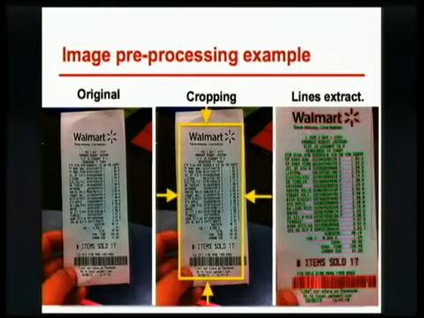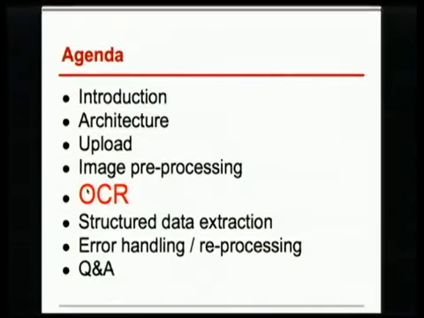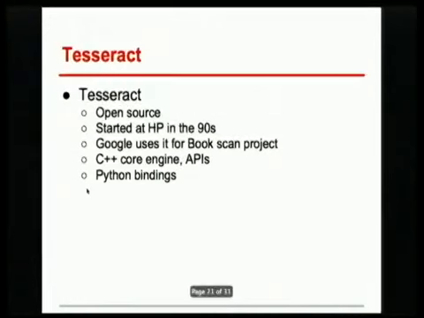Okay, so this is an example. On the left, you see the original image. In the middle is the auto cropping, extracting this yellow area and getting rid of the background. And then on the right, you see the line detection algorithm. The little boxes in green are the letters, and the purple are the lines that we're going to feed to OCR.